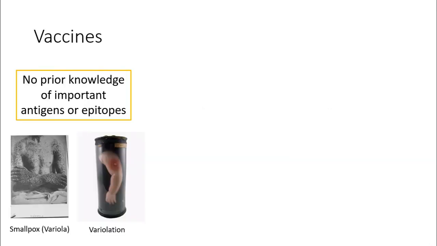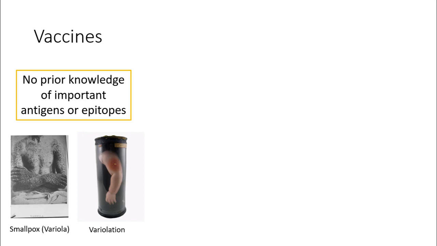So I will use vaccines as an example here, since they're one of the oldest and most well-known immunological public health interventions. Historically, prior knowledge of the important immunogenic epitopes was not necessary for the development of vaccines, at least early on. Variolation is a famous example. It was the practice of scratching the components of pustules from an individual who was infected with smallpox into the arm of a naive individual, and this would result in subsequent protection of the variolated individual against the disease.